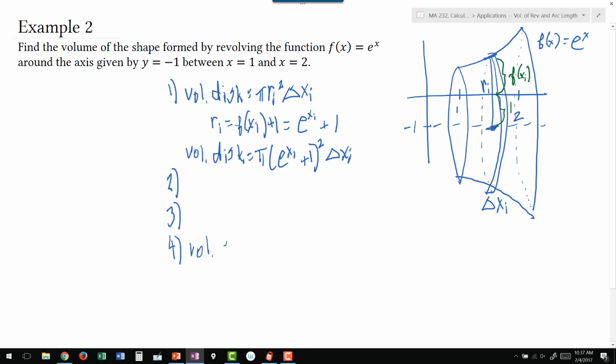So the volume of our solid will go from x equals 1 to x equals 2, and we're integrating pi times e to the x plus 1, all squared, and the delta xi would become the dx again.